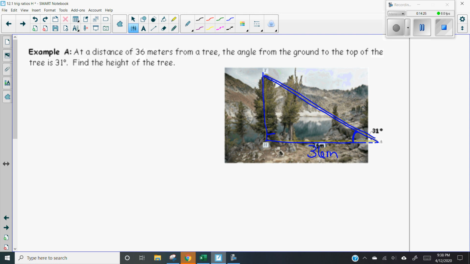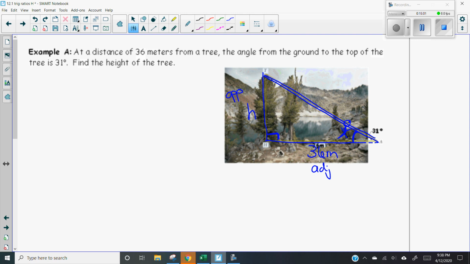It is safe to assume that trees, buildings, light poles, flags, all of those things that we've seen in triangle problems, they are perpendicular to the ground. So it's okay to put a right triangle in there. Then we are going to put our little stick figure guy here, and let's label what we're working with. This 36 meter side compared to this 31-degree angle, that's the adjacent side. And the one that we're looking for, the height of the tree, let's just call that H. With respect to the angle, that's the opposite side.